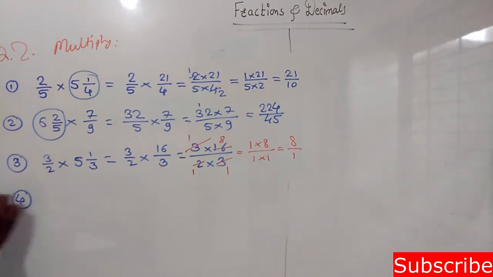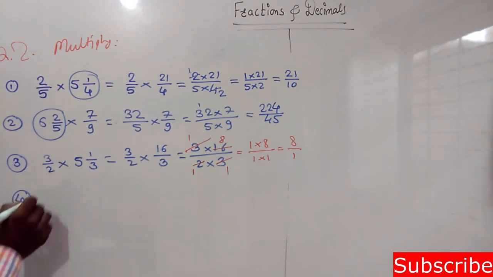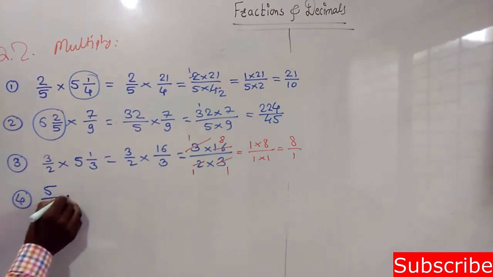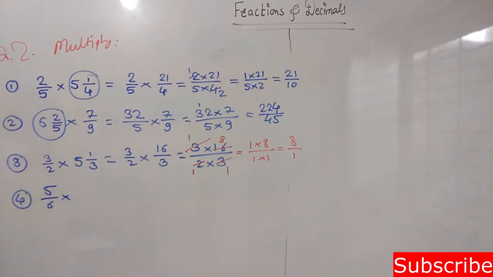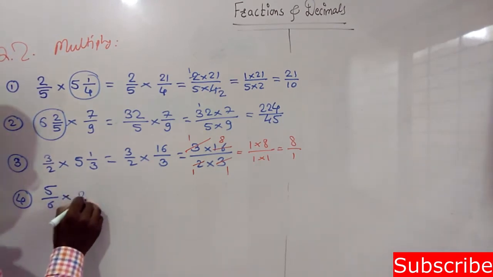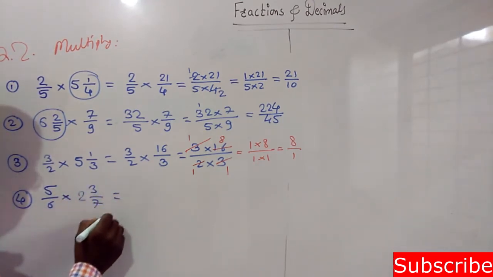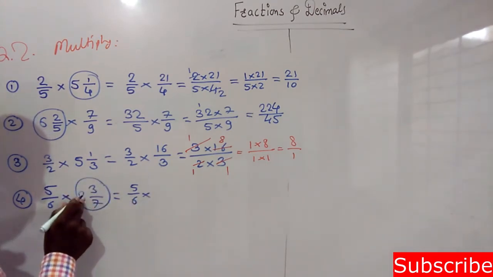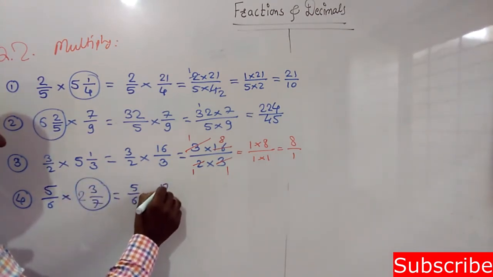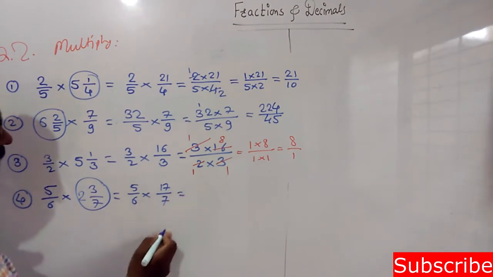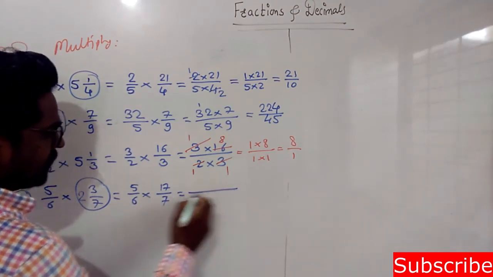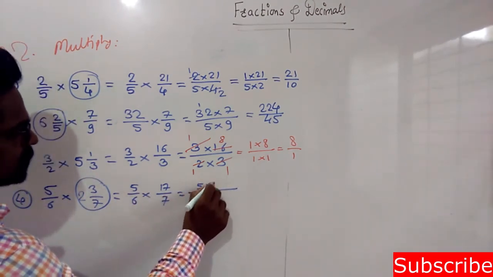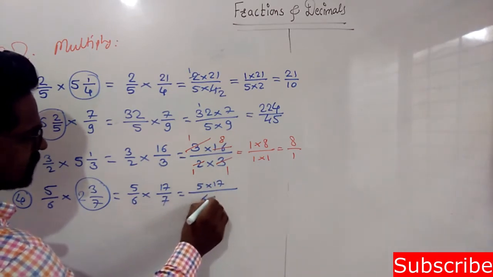Okay. Question number 4. What is question number 4? 5 by 6 into 2 whole and 3 by 7. So it is equal to 5 by 6 into, now what's the answer of this one? 7 2s are 14, 14 plus 3 is 17, 17 upon 7. So it is equal to, now we can write in this way, 5 into 17 divided by 6 into 7.